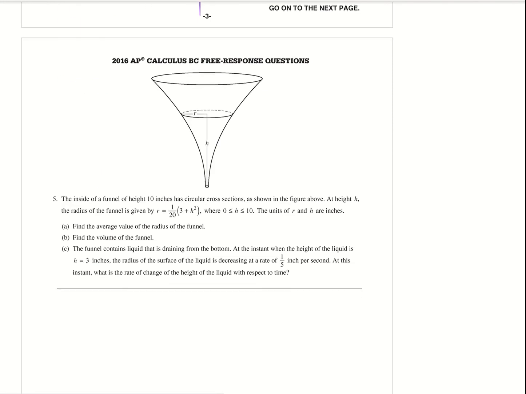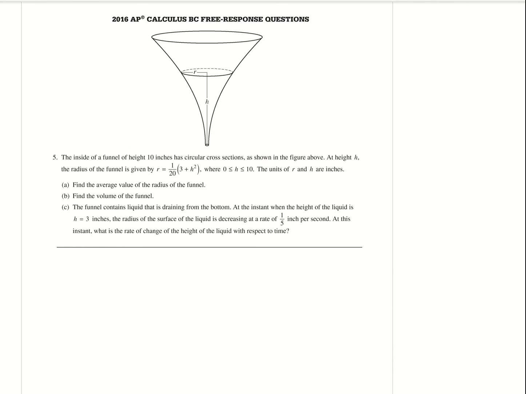All right, question number 5. The inside of a funnel of height 10 inches has circular cross sections. So the whole funnel has a height of 10 here, as shown in the figure above. Now, at height h, so height can change, the radius is given by this expression. So our radius is changing for heights that go from 0 to 10, which would be the top of the funnel, all the way down to the bottom. R and H are measured in inches.